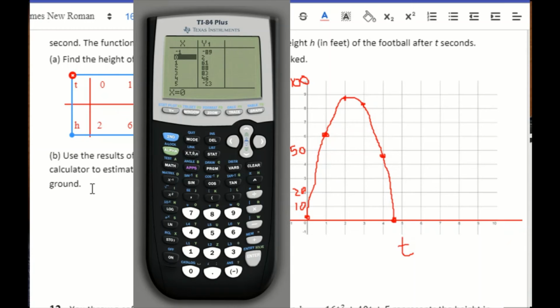Use the results and the graphing calculator to estimate when the football hits the ground. Okay, so it's going to be in between 4 and 5. Let's take a look at the graph real quick over here, see what it looks like.